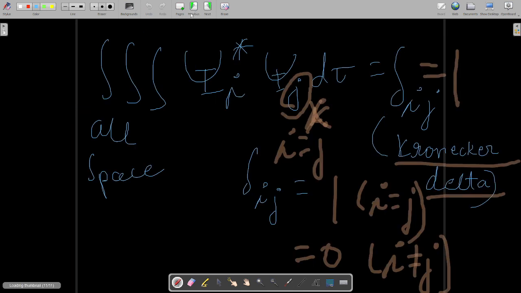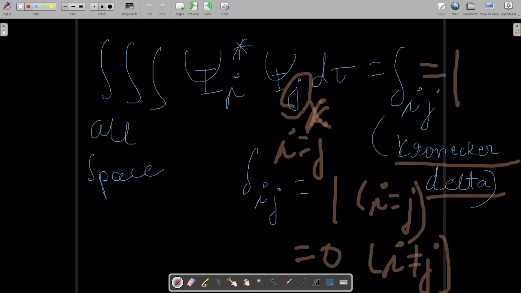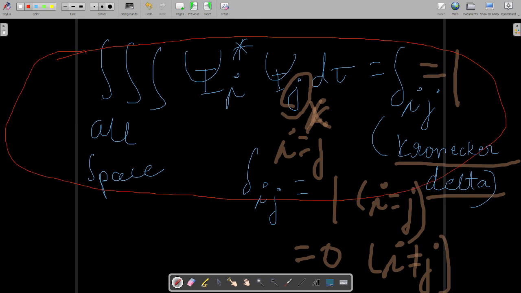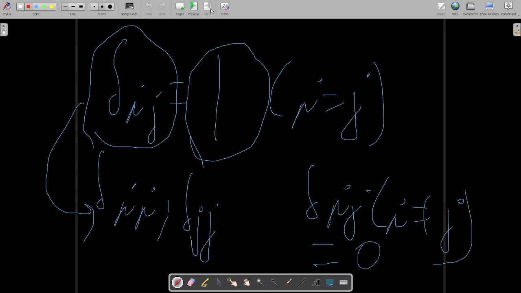And these are called orthonormal wave functions. All these four conditions which have been written on this screen have been clubbed in a single equation, and with the help of a single equation we are able to denote all these four conditions. So that is the advantage of this Kronecker delta.